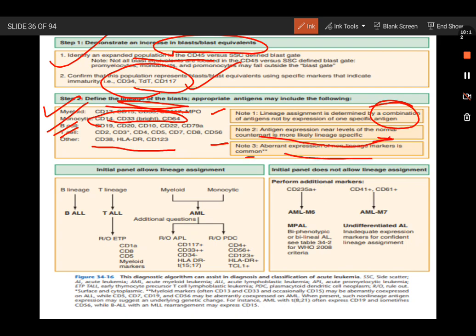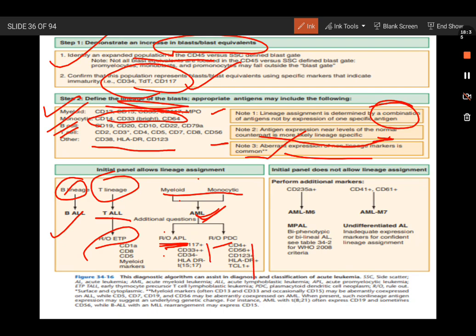Aberrant expression is also very common. The initial panel allows for the lineage assessment. For B lineage you can easily diagnose B-ALL. For T lineage you can diagnose T-ALL, but you have to rule out early thymocytic precursor T cell leukemias. For myeloid and monocytic you can say they are AML, but you have to consider APML and plasmacytoid dendritic cell neoplasms by using these markers.